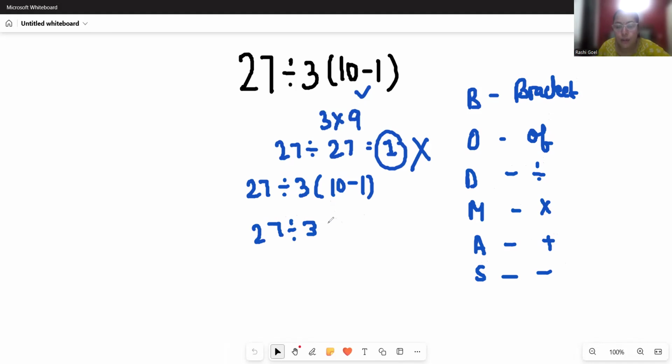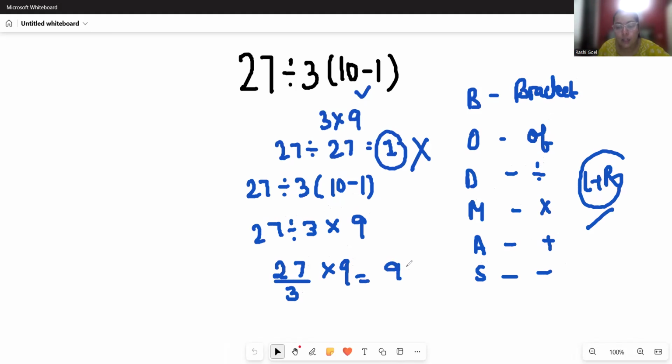Now 10 minus 1 is 9. If there is no sign between the bracket and the number, put the multiplication sign. Now division and multiplication both have the same priority, but we have to solve it from left to right. So it's 27 divided by 3 times 9. That is 9 times 9, 81. So what is the correct answer? 81. I hope it's clear and you find it useful.